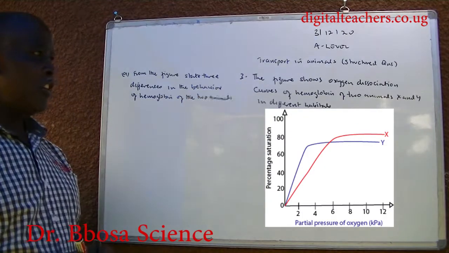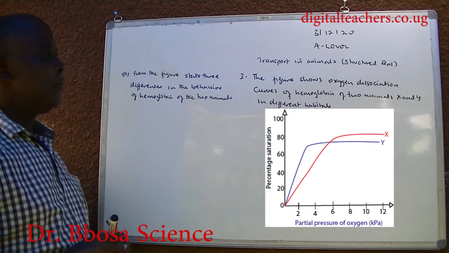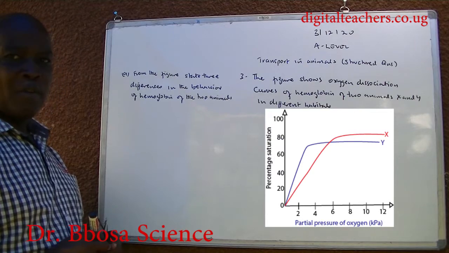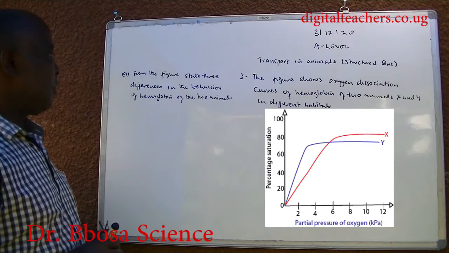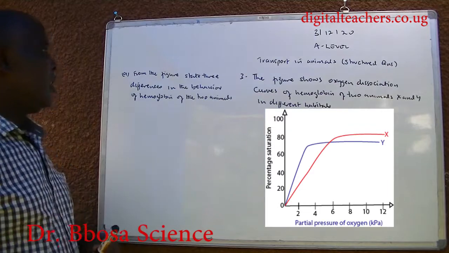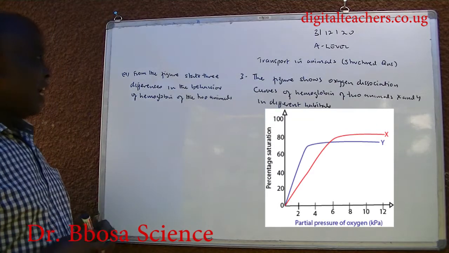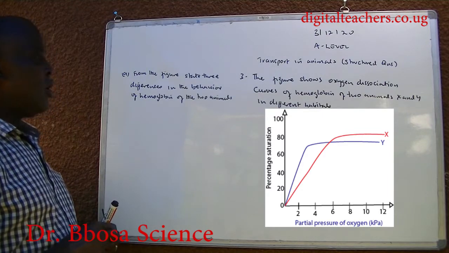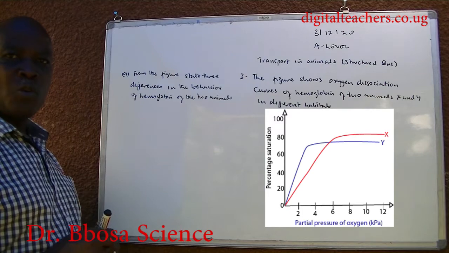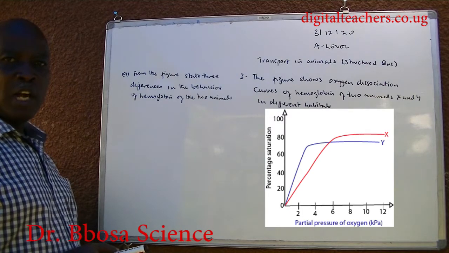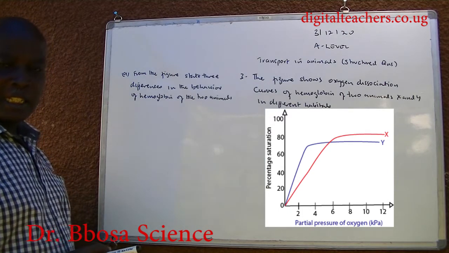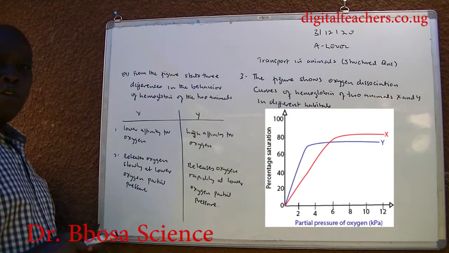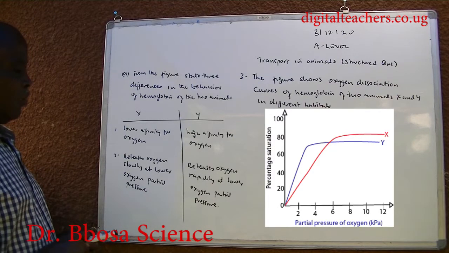Number 3, the figure shows oxygen dissociation curves of hemoglobin of two animals, X and Y. A. From the figure, state 3 differences in the behavior of hemoglobin in the two animals. You can pause and answer. 1. X has a lower affinity for oxygen, while Y has a higher affinity for oxygen.